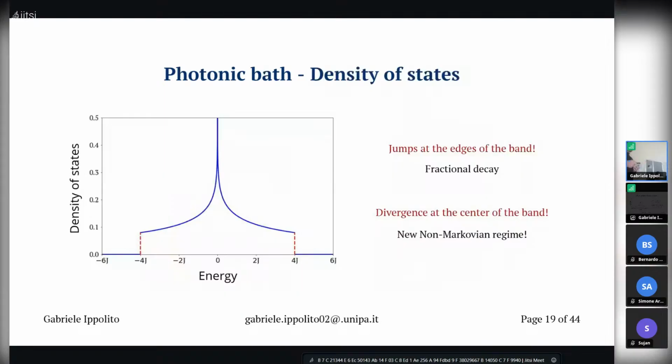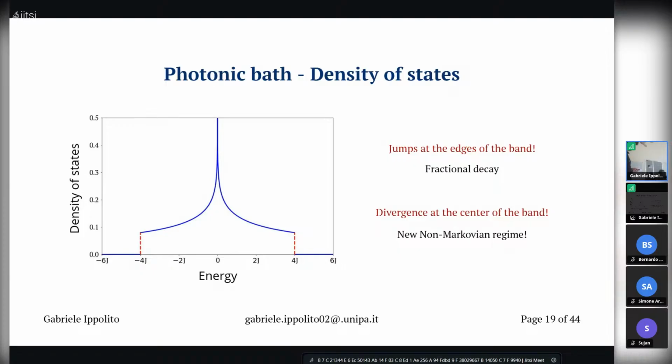Indeed, this is the corresponding two-photon density of states. And we see that the density of states exhibits various discontinuities. In particular, we observe jumps at the edges of the band, and these jumps are related to the already known fractional decay. But what is new in this system is that we observe a divergence at the center of the band, and this will lead to a new non-Markovian regime. And I would like to stress that in one-dimensional systems, the density of states does not manifest a divergence at the center of the band, but always at the edges.